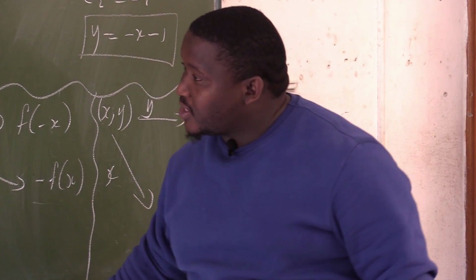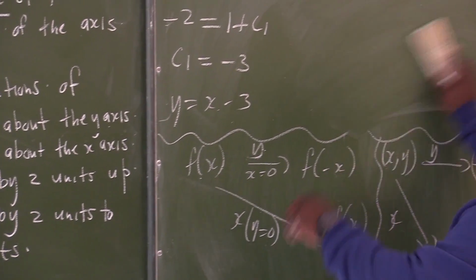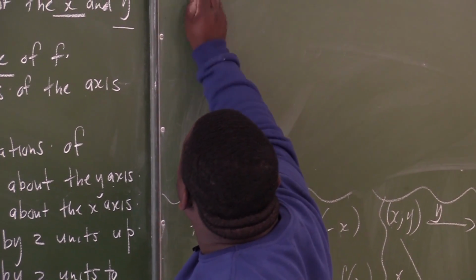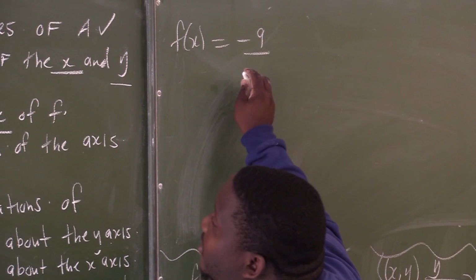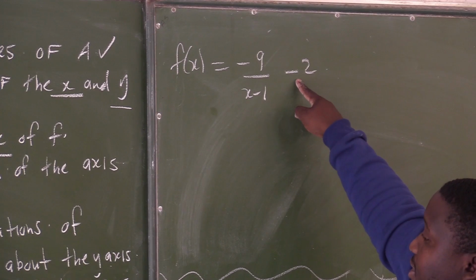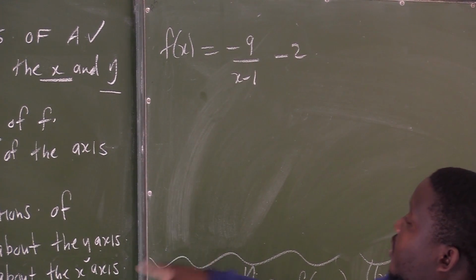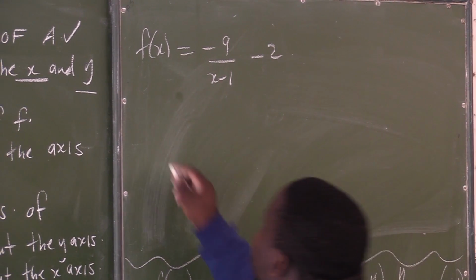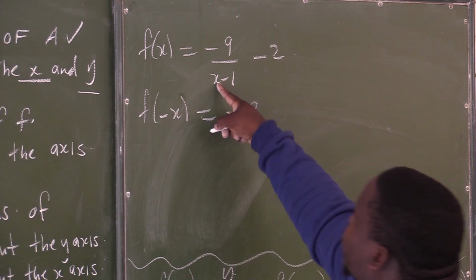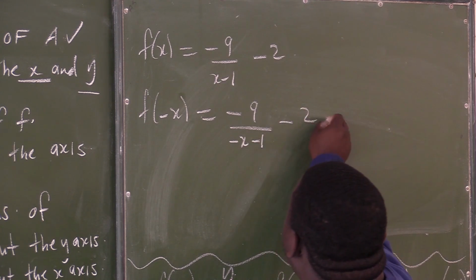Let's look at it in terms of the equation. So we go to the equation that was given to us. It says f of x is negative 9 divided by x minus 1, minus 2. This is the equation. Let's reflect this equation across the y-axis. What is happening? x must be negative. Why? Because the reflection is along the y-axis. You are saying f of negative x, this is minus 9 over x, I will put negative x. Now minus 1, and still minus 2.